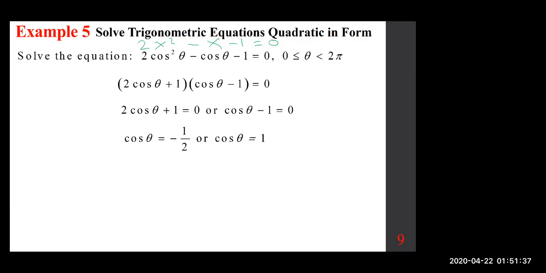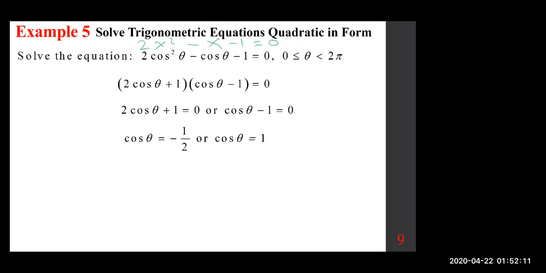So first, factor out. Then set each one equal to 0 and solve each case. Now cosine theta equals negative 1/2. So that's what we want to answer. To answer that, you can ignore the negative 1/2.